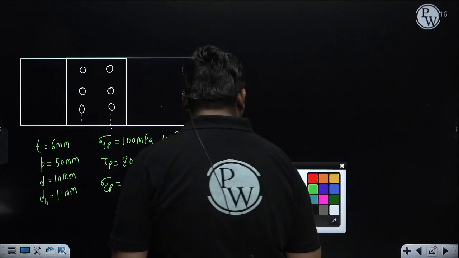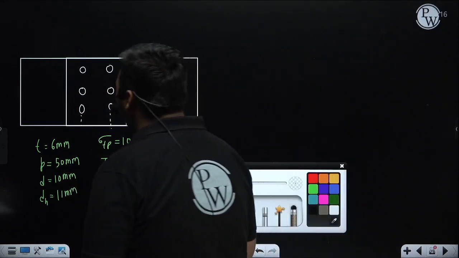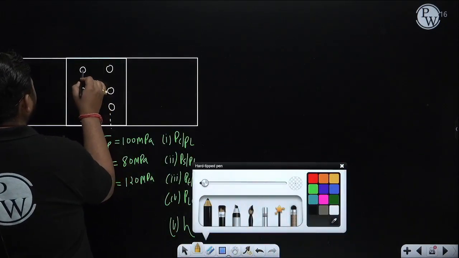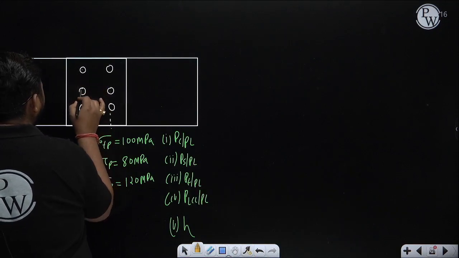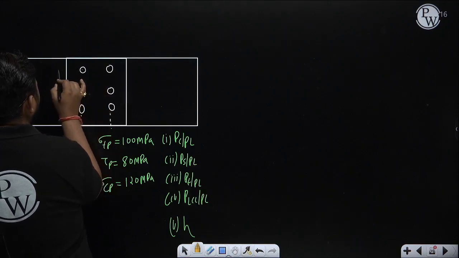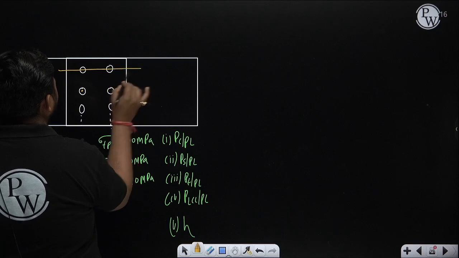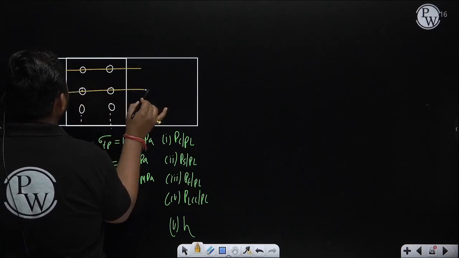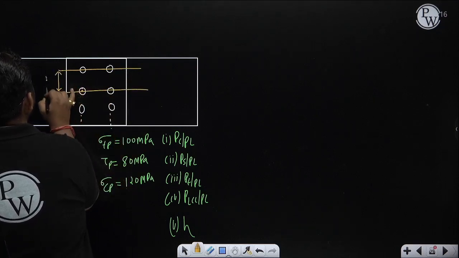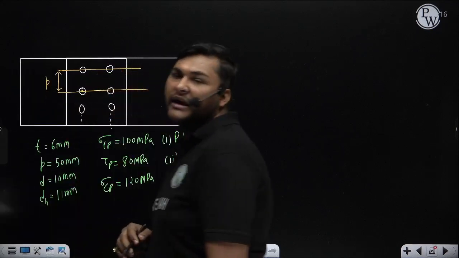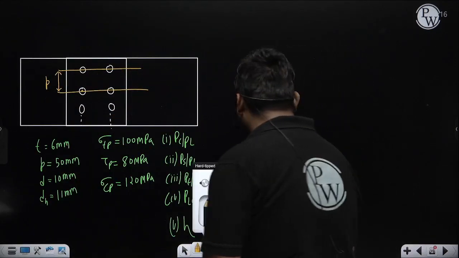Now here we have to calculate the load carrying capacity per pitch length. Take any row and mark one pitch distance. It is the center point of this rivet, and from this point we will draw a horizontal line. So this distance is one pitch distance. Now you can easily write the expression of load carrying capacity per pitch length.